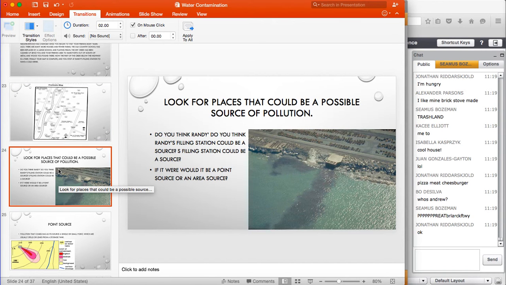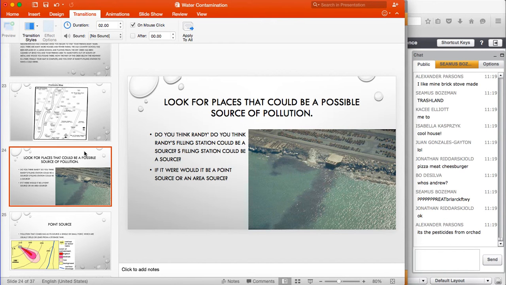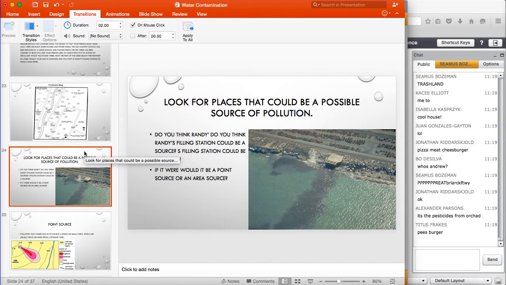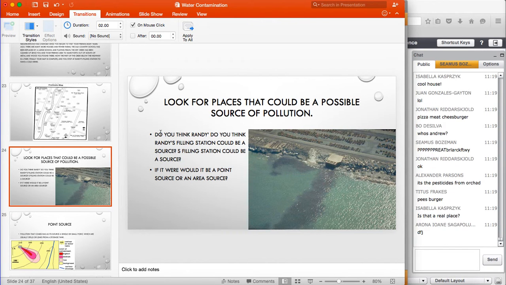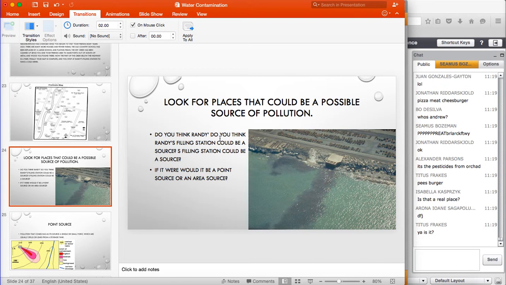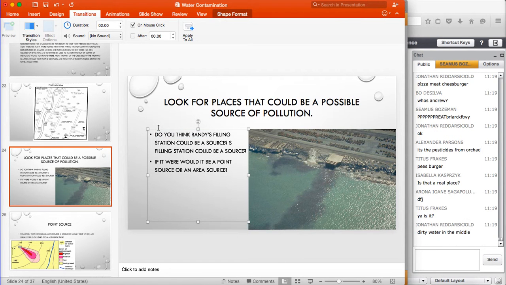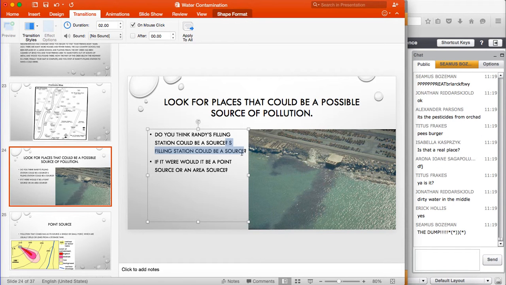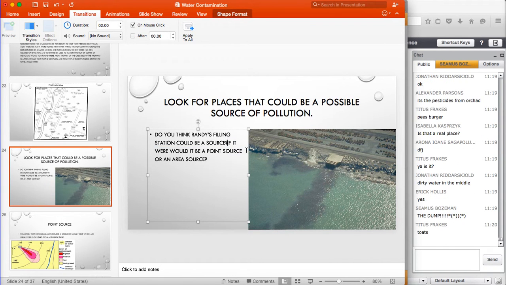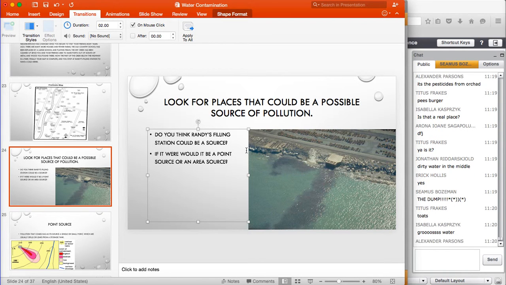One of the things we need to do is look for places where there are possible sources of pollution. Here's my question: do you think Randy's filling station could be a source?